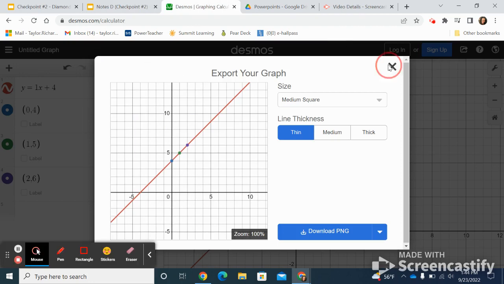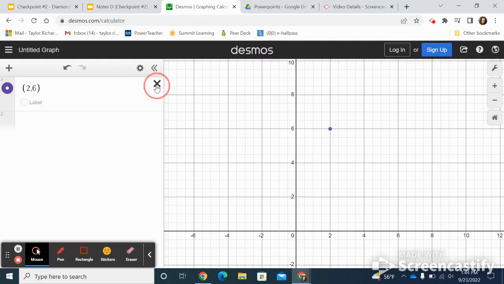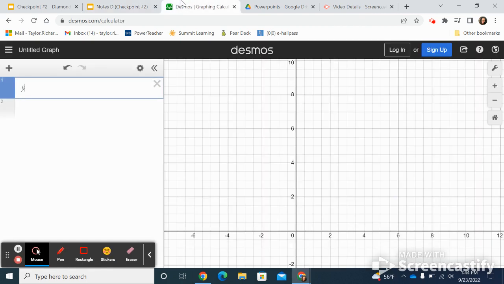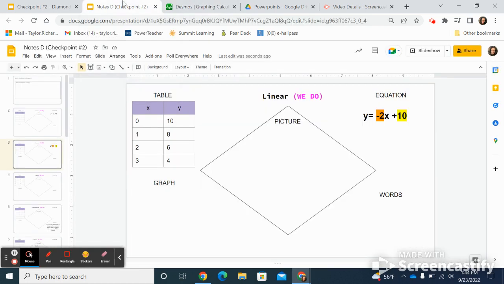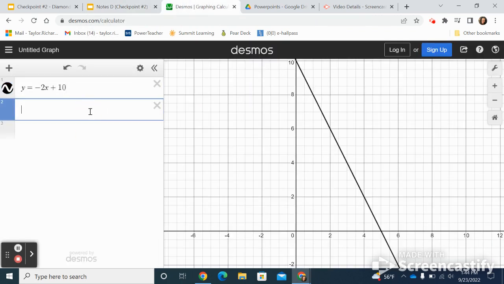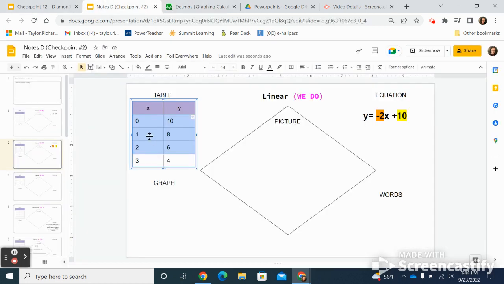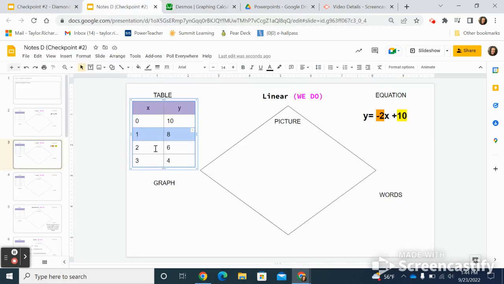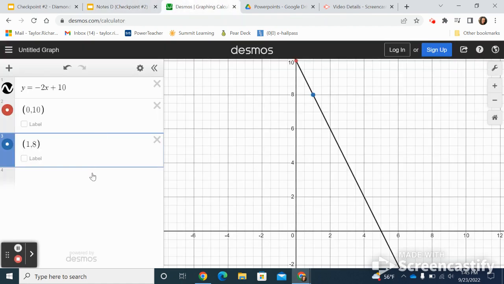So I'm going to get rid of my old graph from the last example, and then always start with putting in the equation y equals negative 2x plus 10. Here's my equation. And then remember, we're also going to put in 3 of our points. So I'm going to pick (0, 10), that's my first point. (1, 8). And then my last one here is going to be (2, 6).